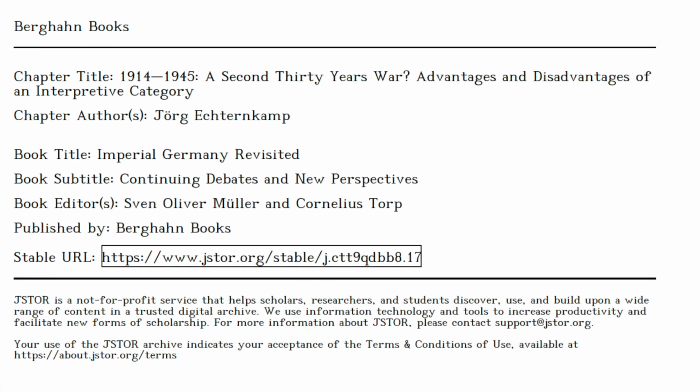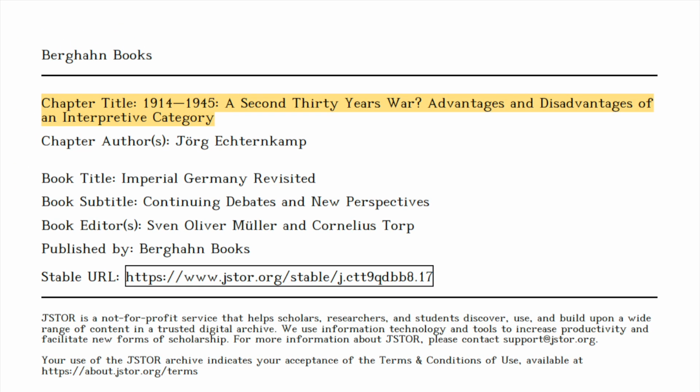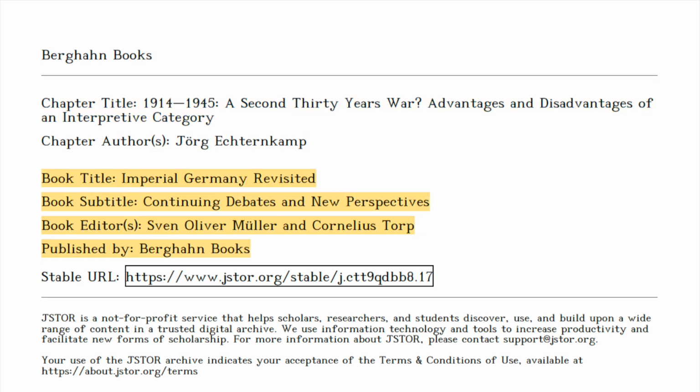When you download something from JSTOR, you always get a title page. Every article in JSTOR gives you a title page, just like this one. The first line tells you the title of the article. The second line tells you the author of the article. Beginning with the third line, we find further bibliographical information, such as the title and subtitle of the book, and the names of the editors and publisher. All of this material must be included in a bibliographical citation of the article. Otherwise, your citation will be incomplete.